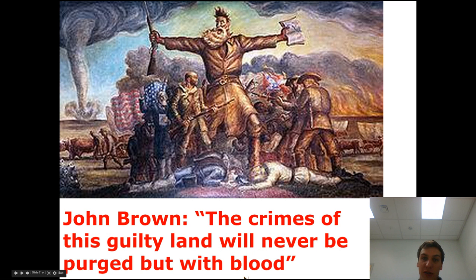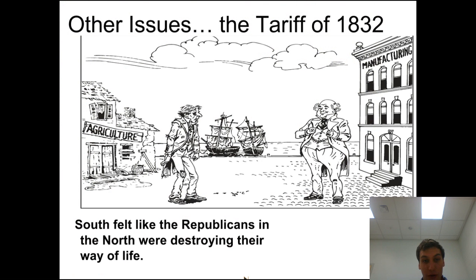So he starts in Kansas. He started violently acting there against people who wanted slavery. And then later he does his raid on Harper's Ferry, where he tries to start a slave revolution and is eventually hanged for doing that. But already you can see tension between the North and the South and actual fighting over whether there should be slavery or not. So there were other issues too.